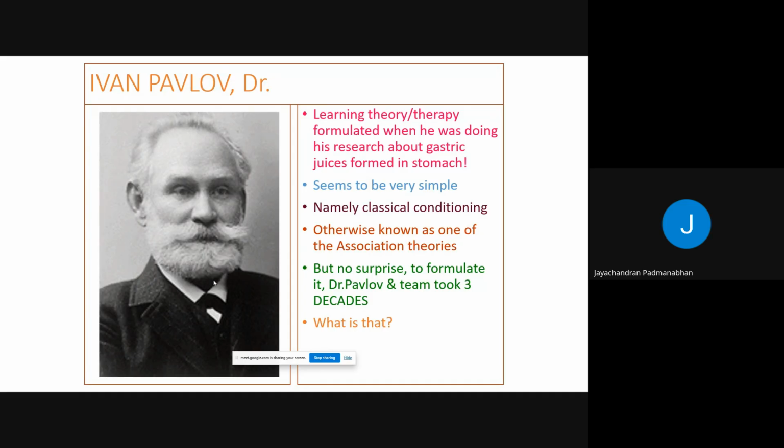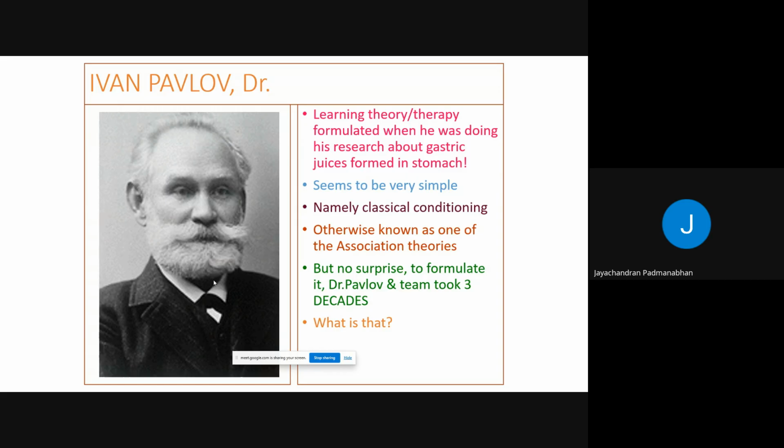Maybe many of the students who are sitting here with beard and all that would remember this particular theory. The learning theory was formulated when he was doing his research about gastric juices formed in the stomach, because he was asked to do a particular observational study on how gastric juices are produced when you are hungry. For example, suppose I am talking about tamarind puli. Even if I'm talking about tamarind puli, you'll be watering in the mouth. So it seems to be very simple, namely classical conditioning, otherwise known as one of the association theories.